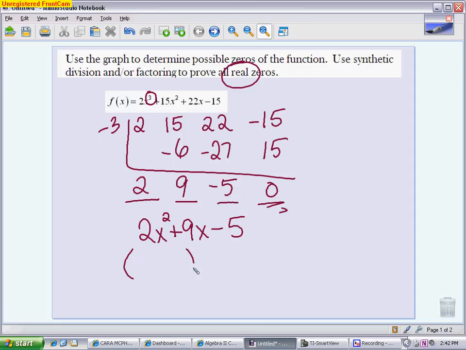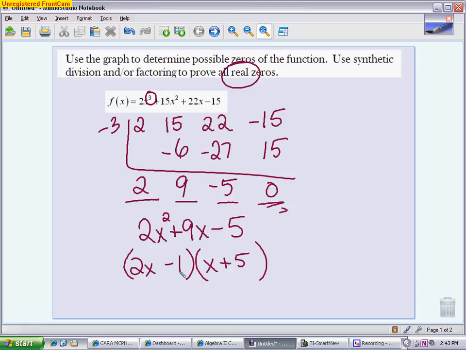And now I'm going to factor. And I know that it should factor because visually I saw other intercepts. So I've got 2x and x, and I'm going to have plus 5 minus 1. You can do a quick FOIL to make sure that it really does factor that way.